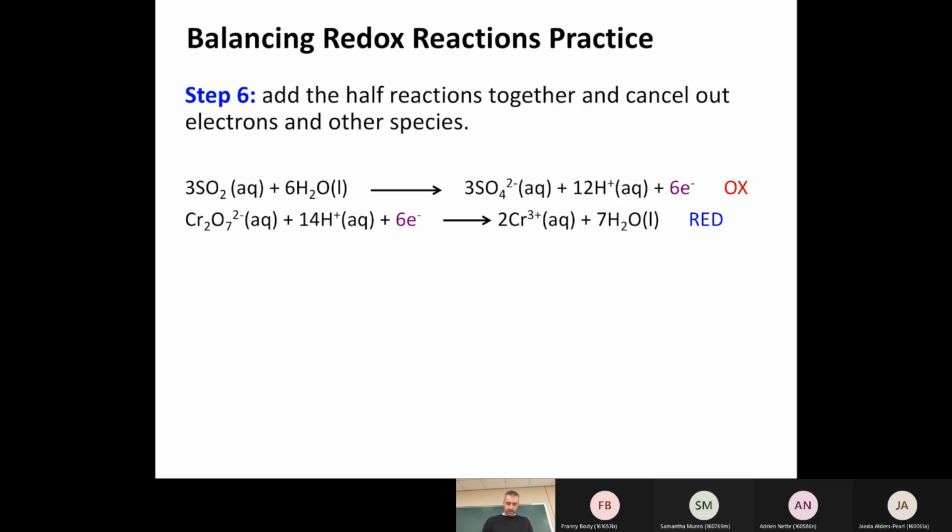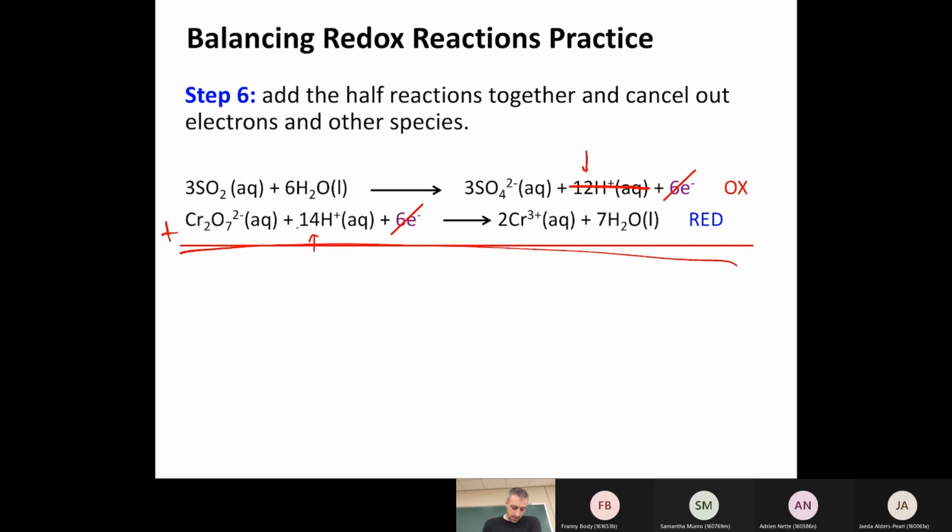Next, what we can do is basically just add those two things together. If you do that, the electrons cancel out. But that's not the only thing that cancels out. Look at the H+. We have 14 here and 12 here. So we can cancel out 12 H+ from each side, and that 14 becomes a 2.